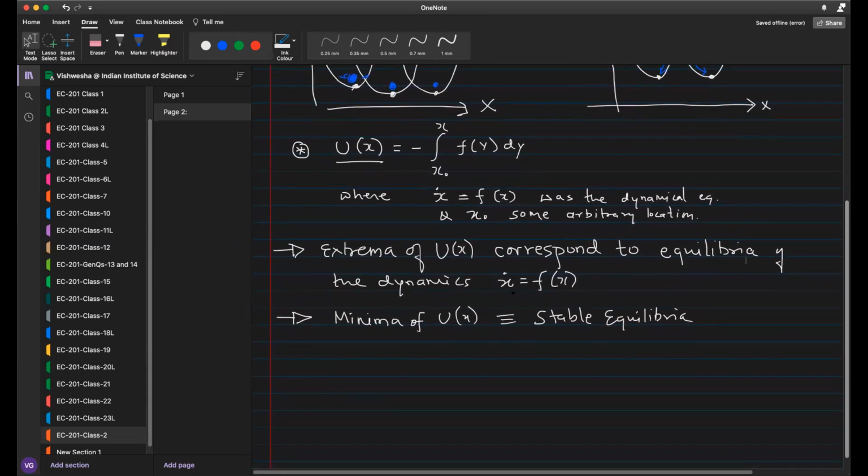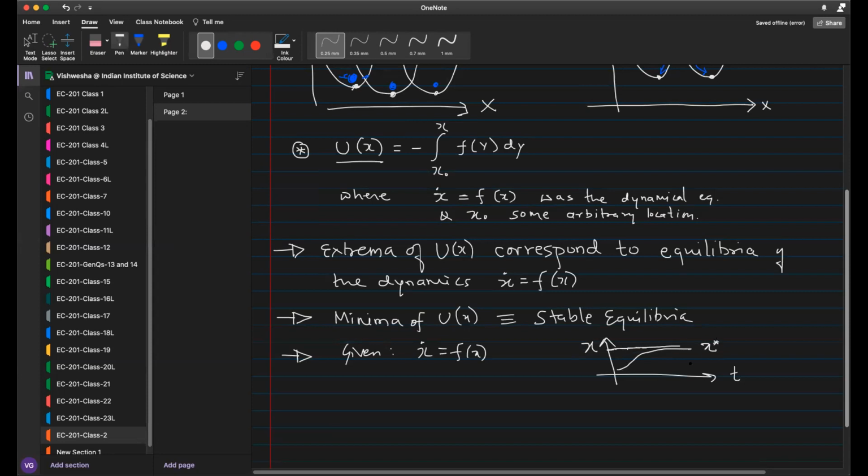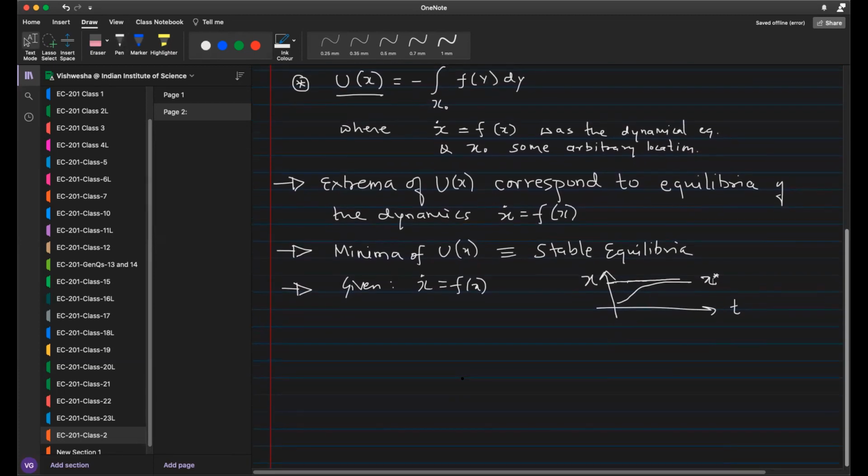Okay, now there is also a third point, which is interesting, which is the following. You can actually prove it mathematically. Given this dynamics, x dot is equal to f of x, what happens to x as a function of time? This is time, this is x. It reaches some value, right? And typically that is the stable equilibrium. This is what happens to x as a function of time if you start with some initial condition. Now here is something. What happens to u as a function of time?